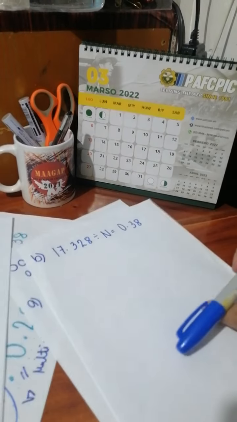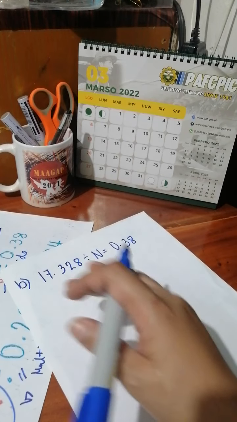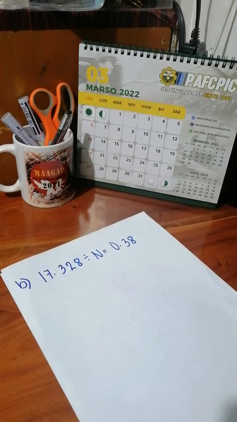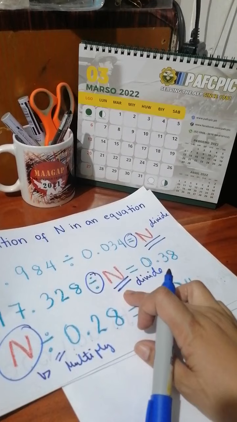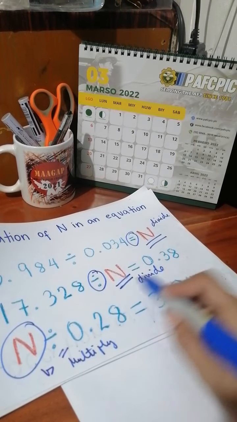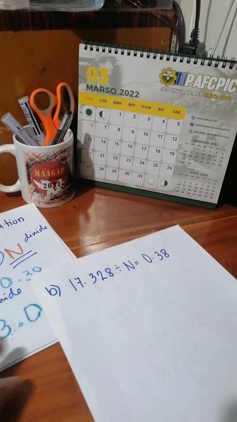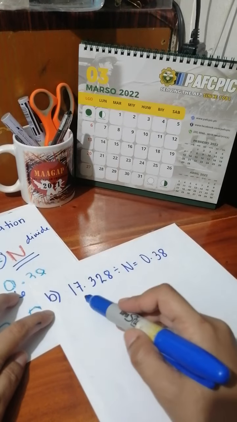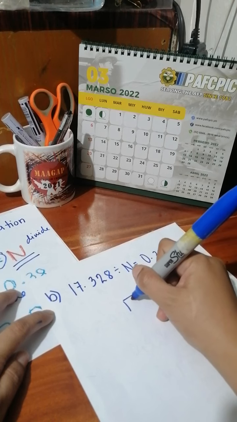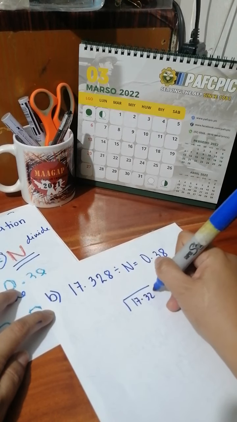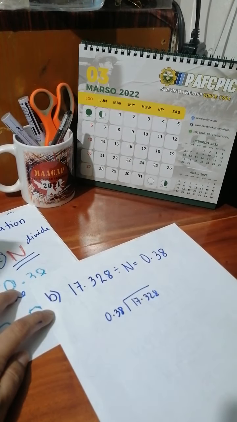Ito siya. So, as you can see, nasaan yung location ng n? So, ang location ng n natin ay nasa gitna. It's at the middle. So, what did we say? If the location of n is at the middle, still the operation is division. Okay? So, dito, we're still going to divide. Okay? So, again, yung nasa una, laging yun yung dividend. So, yun yung nasa loob. Okay? So, 17.328. Then, eto yung divisor, 38.